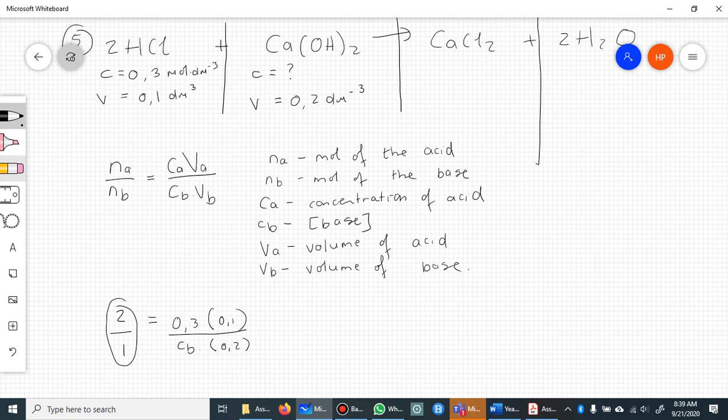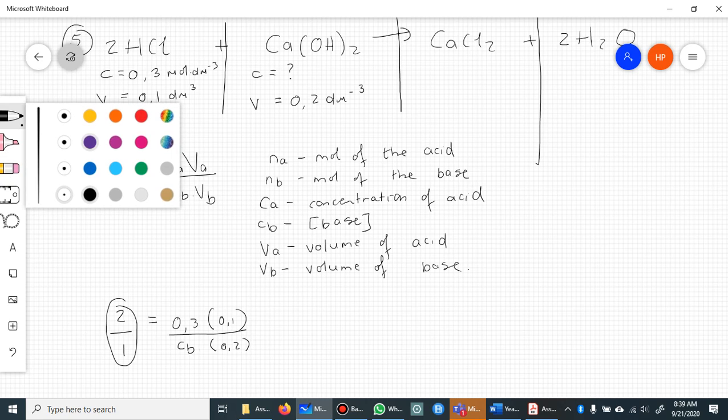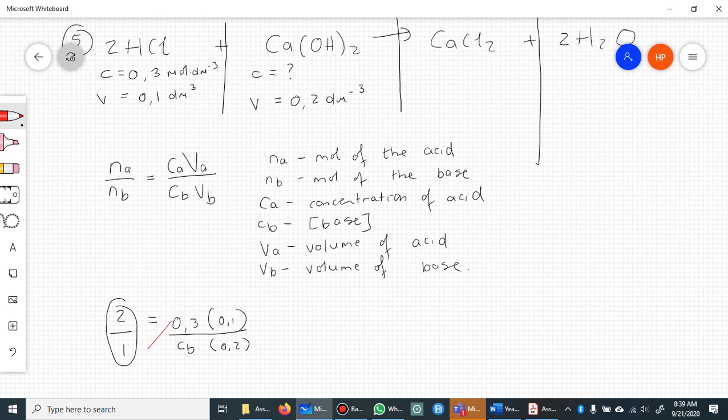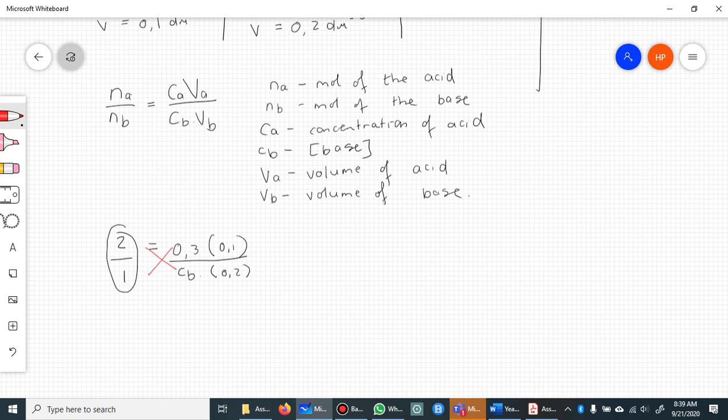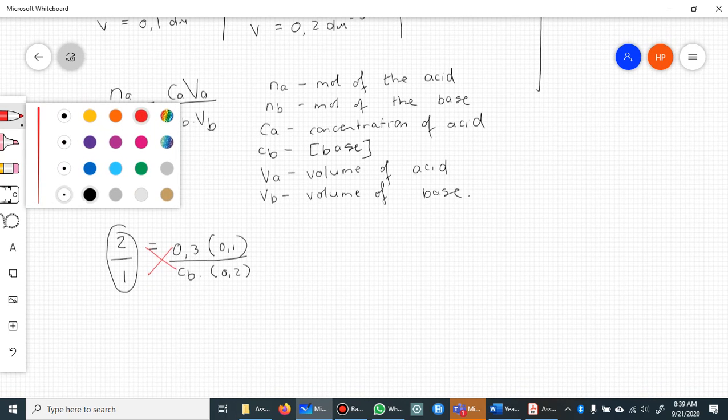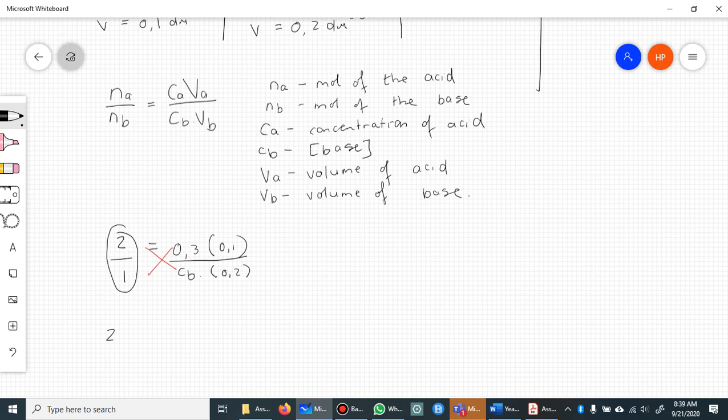Okay, then I'm going to cross multiply. Let's do a different color here. Okay, so cross multiply. I'm going to try and solve for Cb. So then I'm going to go 2 multiplied by Cb multiplied by 0.2 is equal to 1 multiplied by 0.3 multiplied by 0.1. Does that make sense to everyone? Just cross multiply. So I multiplied this with all of this, and I multiplied this with that.